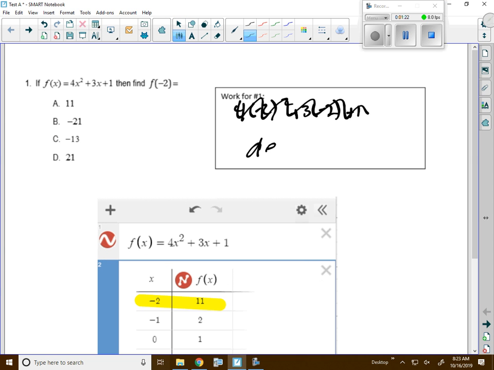You can write Desmos in here, okay? Go to Desmos and put it in, find the table, look at that. Okay, negative 2 corresponds to 11. So I am totally okay with you just going to Desmos. You don't even have to do it by hand. You just write Desmos in the box. There you go. Okay, questions on that?